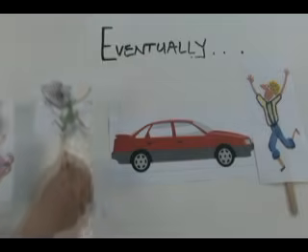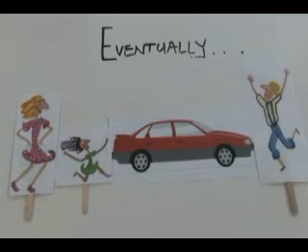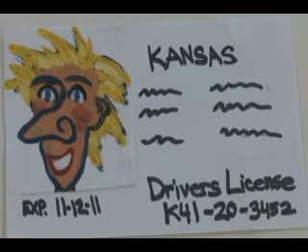Mikey is about to get into his car when a few of Mikey's buddies come along and ask Mikey for a ride to the mall. Mikey would love to give his friends a ride, but he only has a provisional license.